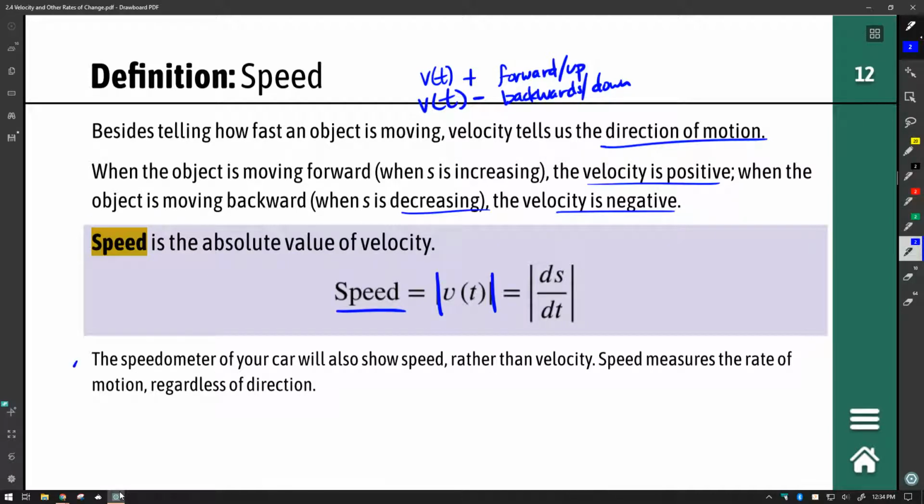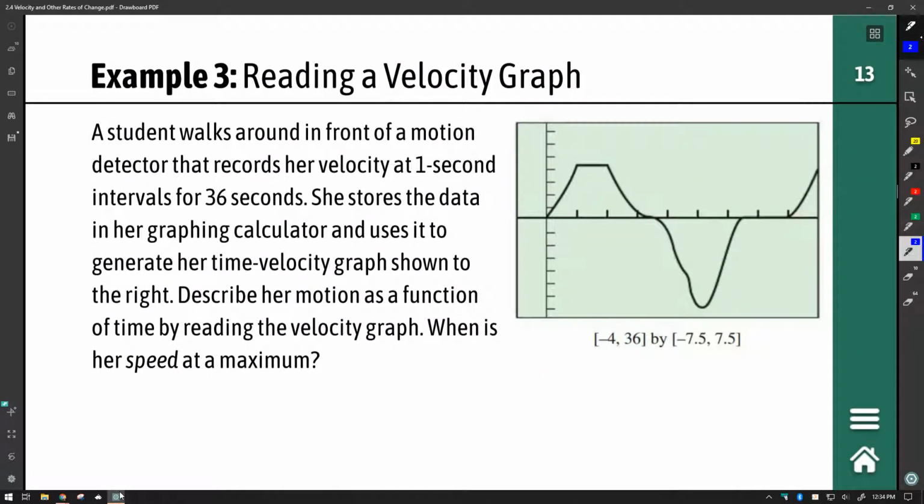So when you're driving your car and you look at the speedometer, that really is just speed. It's not just velocity, because you can drive your car in reverse and your speedometer will still move forward. But that's why it's called a speedometer and not a velocimeter or something like that. So let's move on to another example and let's read a velocity graph.